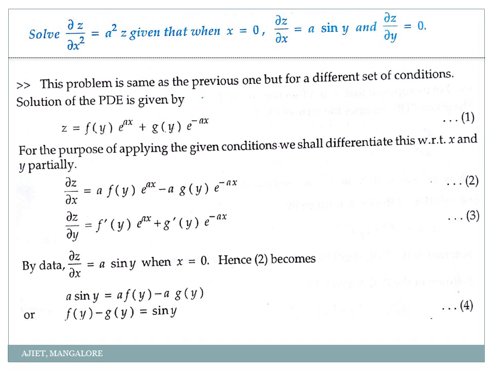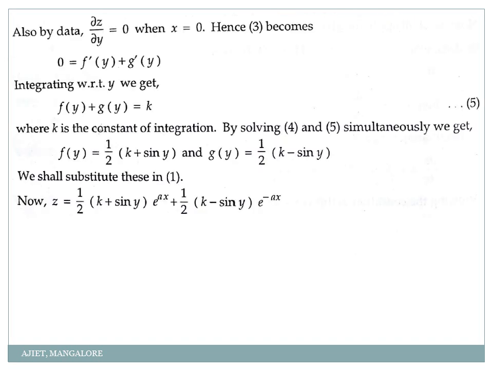Clear? Okay. Now I have my another condition, when x is 0, dou z by dou y is 0. Apply it in my equation 3. Okay, so dou z by dou y is 0, and e power 0 is 1 and e power minus 0 is also 1. So I will get f dash of y plus g dash of y. Is it okay? Yes. Now if you check both the equations, see my previous equation was f of y and g of y, and my now latest equation is f dash of y and g dash of y.